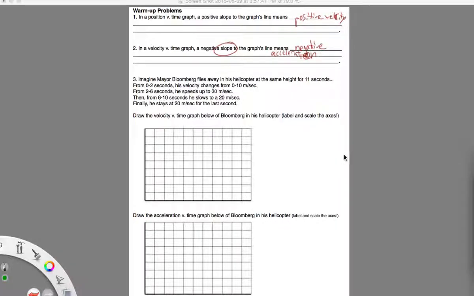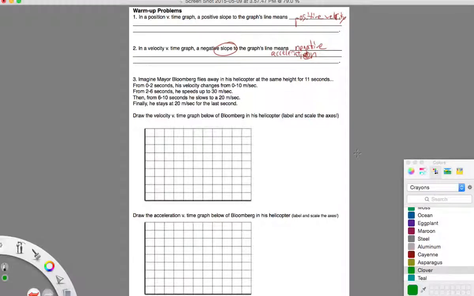I'm going to pick up where I left off on the warm-up problems. And I might make some mistakes, but we're going to fumble our way through this.